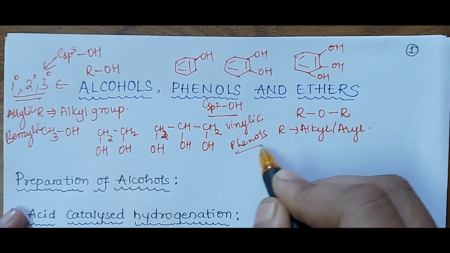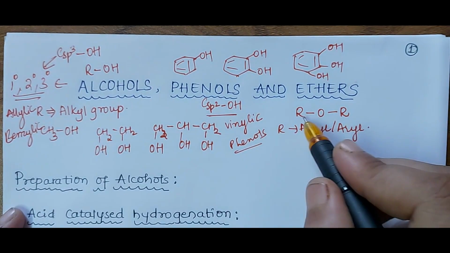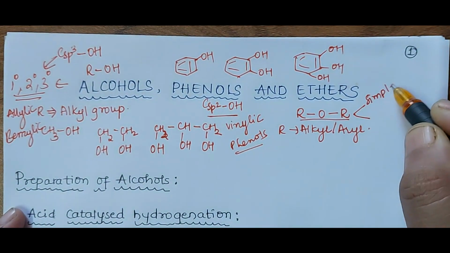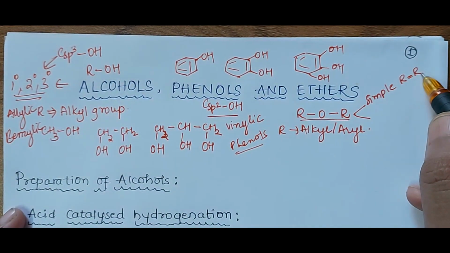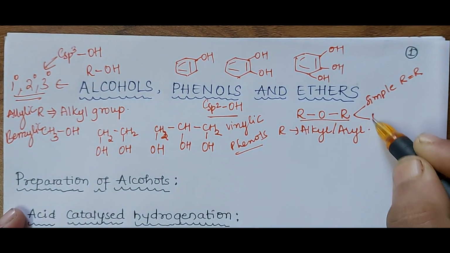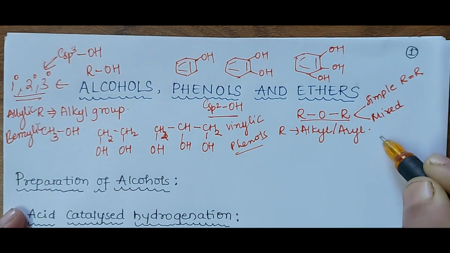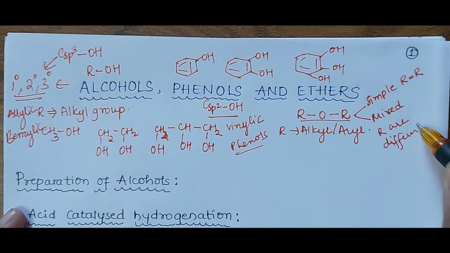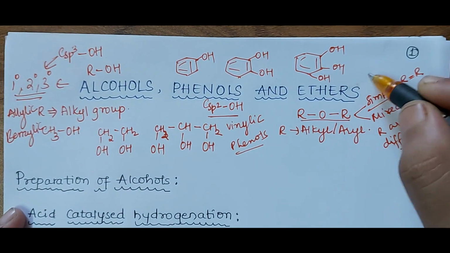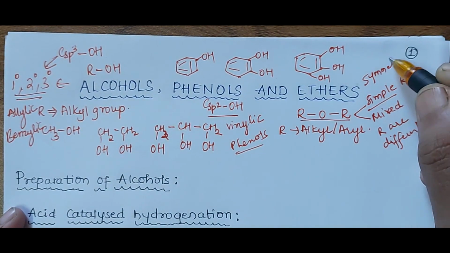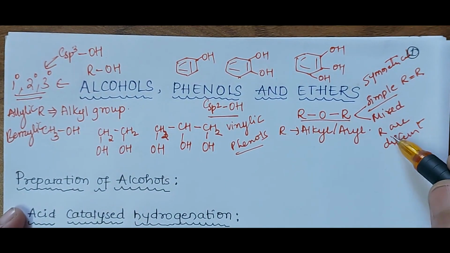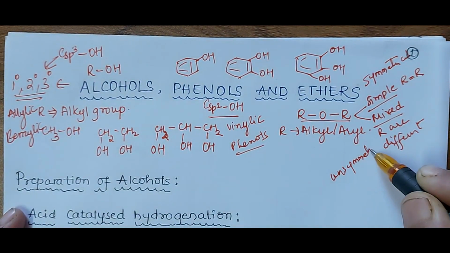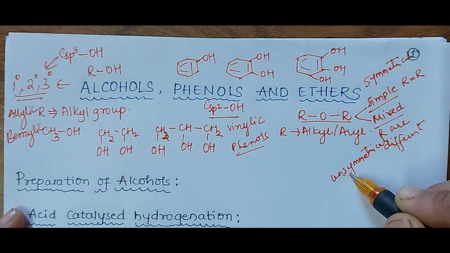Similar to alcohols and phenols, ethers are classified based on the nature of the R group into simple ethers, if both the R groups are same, and mixed ethers, if there are two different alkyl groups or an alkyl and an aryl group bonded to it. So the two R groups should be different. Simple ethers are also called symmetrical ethers, whereas mixed ethers are also called unsymmetrical ethers. So this was the brief classification of ethers.